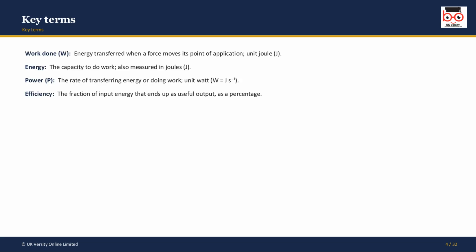Before we dive in, let's fix a few words we'll lean on. Work done is the energy transferred when a force moves its point of application, and it's measured in joules. Energy is simply the capacity to do work, also in joules. Power is the rate of doing that work, or transferring that energy, measured in watts, where 1 watt is 1 joule per second. And efficiency is the fraction of the energy you put in that comes out as something useful, usually written as a percentage.